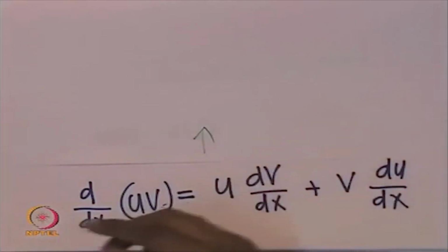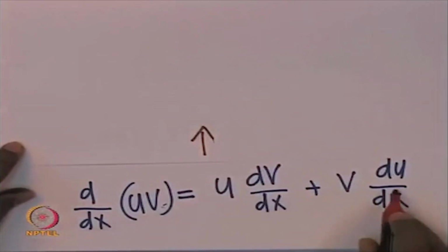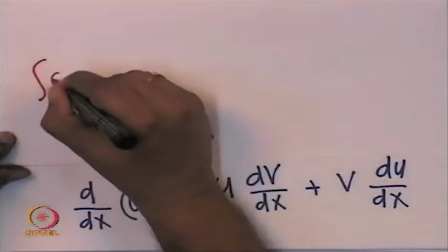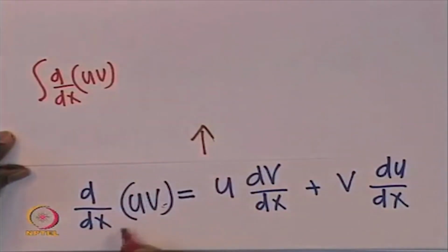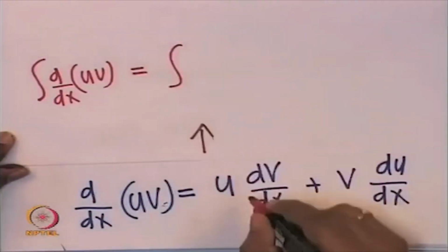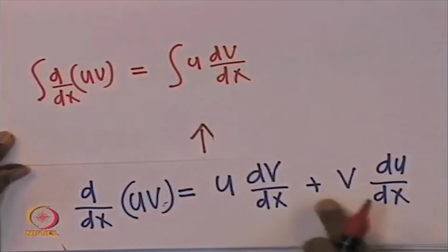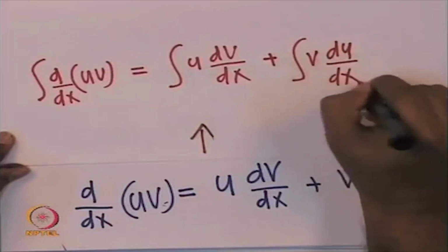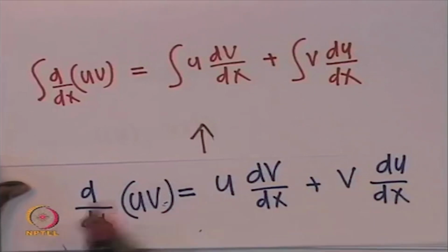Let us go ahead from here and write this as an integral. So, let us write the integral of d by dx of u v. I wrote an integral here, which has to equal the integral of u dv by dx, since I integrate on all sides here, plus the integral of v du by dx. So, what did I do? I just put an integral here, here, here. So, I integrate on both sides of this equation.